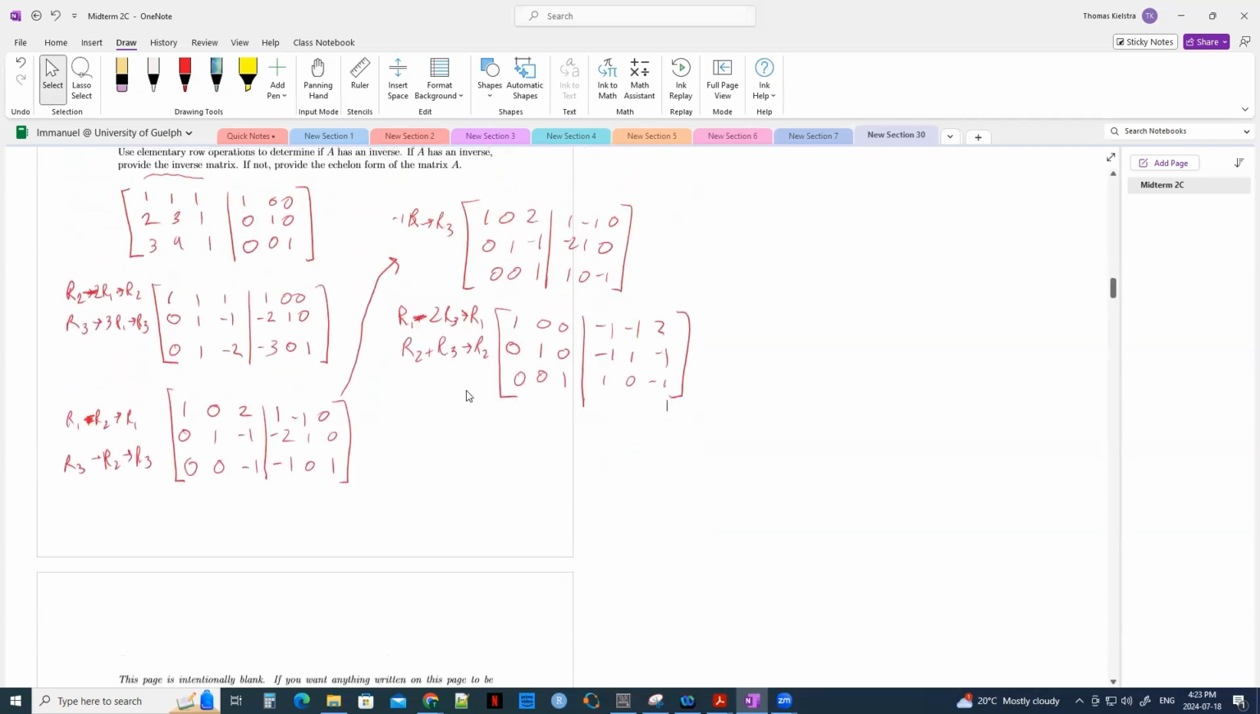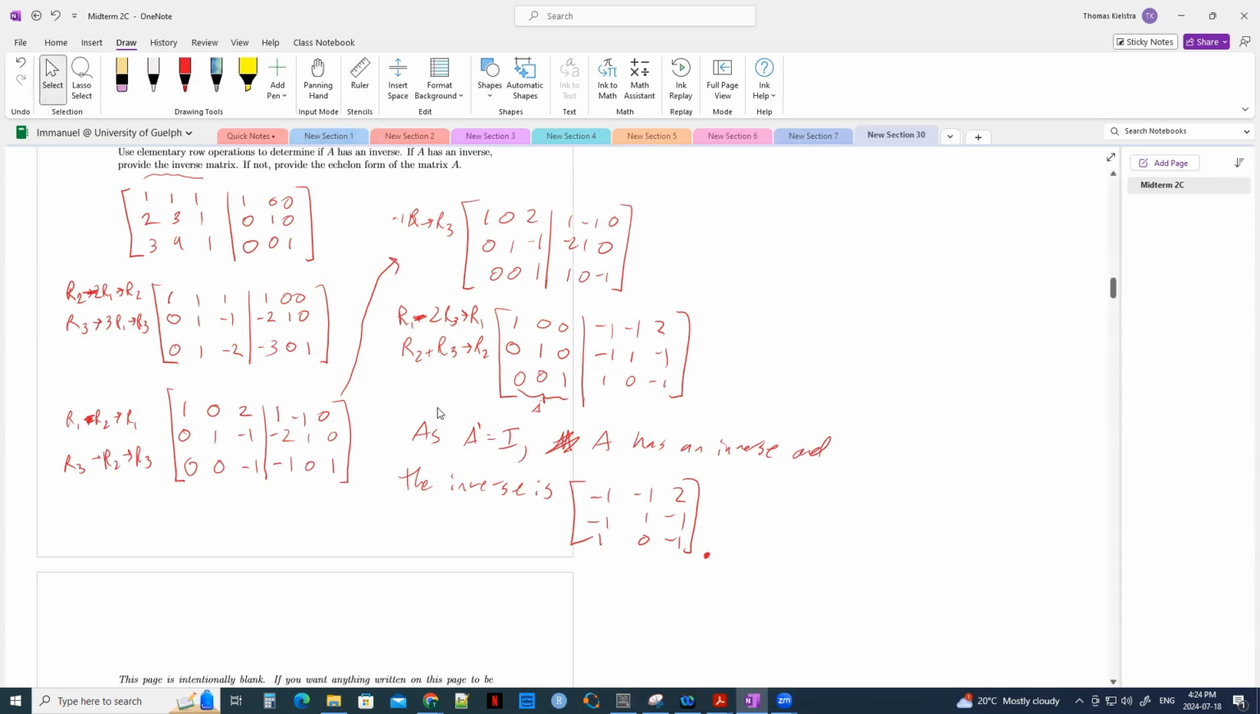So as this A equals the identity, A has an inverse. And the inverse is the matrix minus 1, minus 1, 2, minus 1, 1, minus 1, 1, 0, minus 1. And that's our inverse.